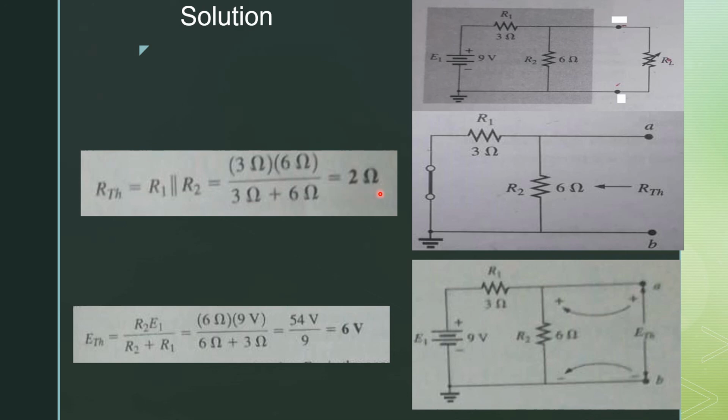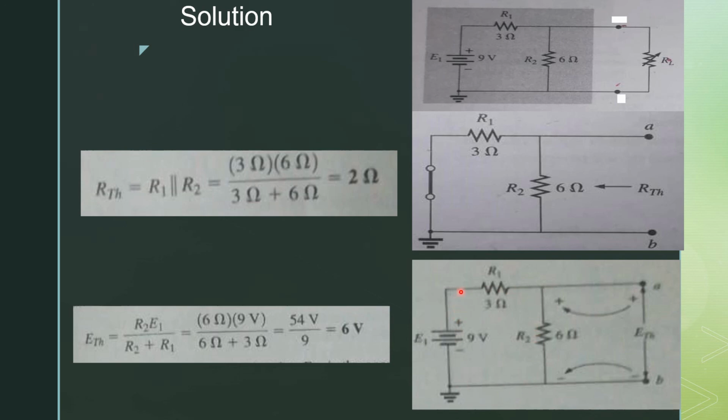In the next step, we have to find the value of E Thevenin. E Thevenin is the voltage at points A and B. It is an open circuit voltage at the point from where we removed the load resistance. From the figure you will see that points A and B are parallel to R2. It means the voltage on R2 is equal to the voltage at points A and B, which is equal to E Thevenin. From the circuit we see that it is a simple series circuit.